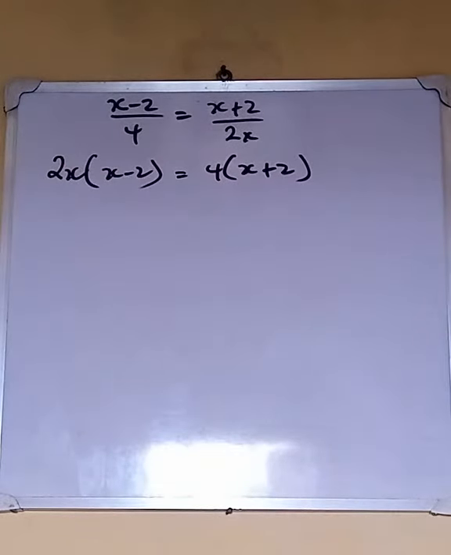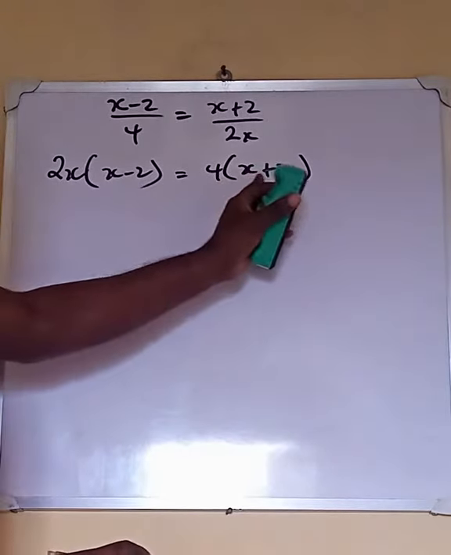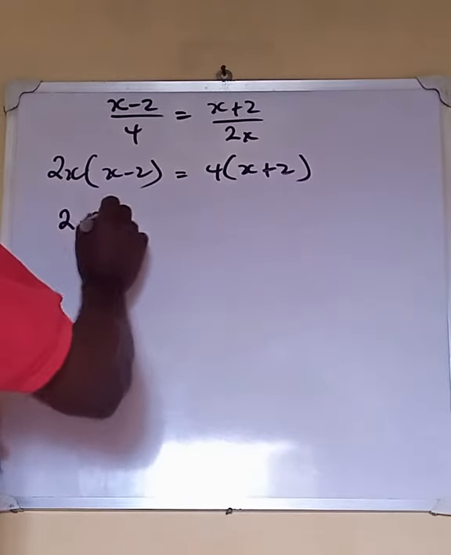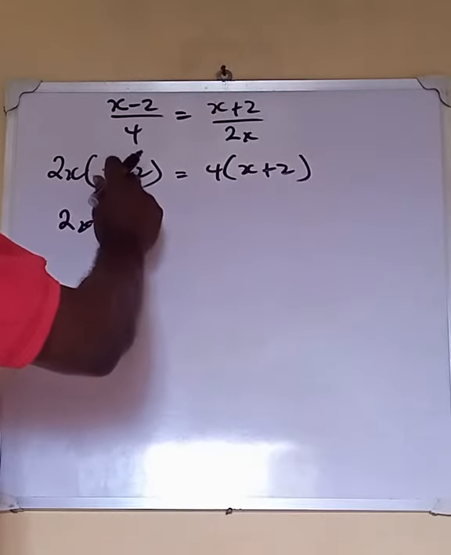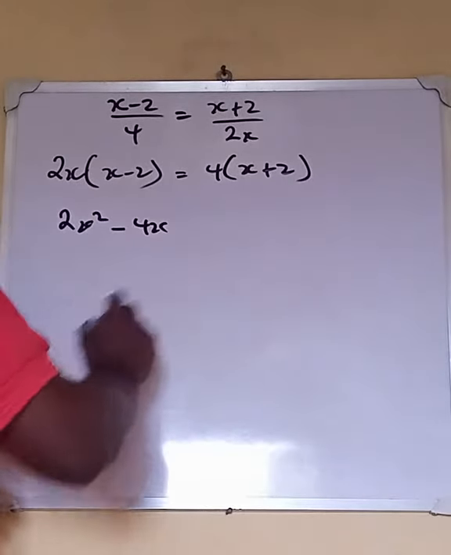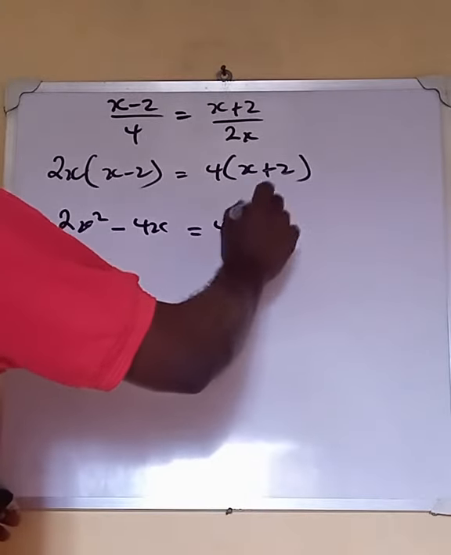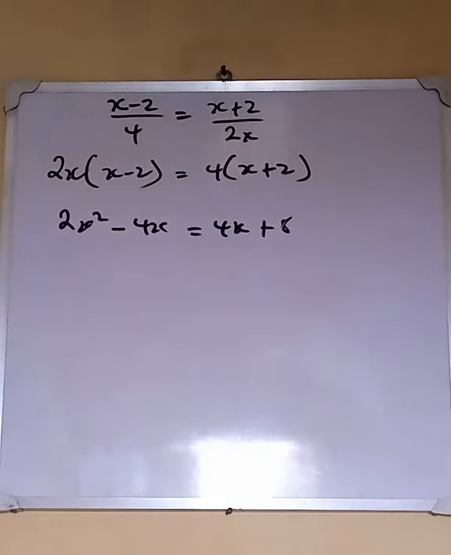Secondly, you open the brackets. The 2x will multiply the brackets and the 4 will multiply the brackets. Doing that, you have 2x squared, that is 2x times x, minus 2x times 2, you have 4x, equal to 4 times x, you have 4x, then plus 8. That is what you have.